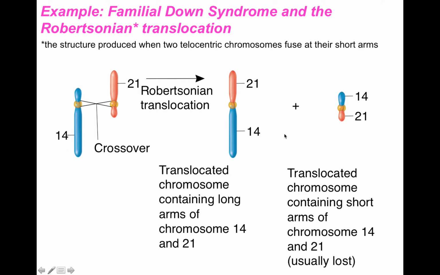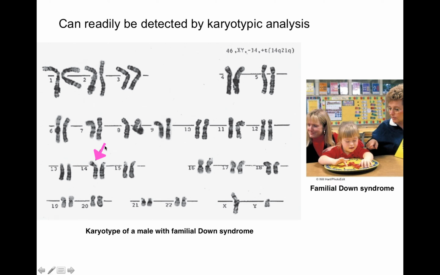This one is usually lost. This one can get passed down. So here's a karyotype of somebody with just such a translocation. They have one normal chromosome 14 and one chromosome 14 with an extra part of chromosome 21. Chromosome 21 is the chromosome that's involved in Down syndrome when you have 3 copies of chromosome 21. So essentially, this individual has 1, 2, 3 copies of chromosome 21. Here's a little girl with Down syndrome learning how to tell time.